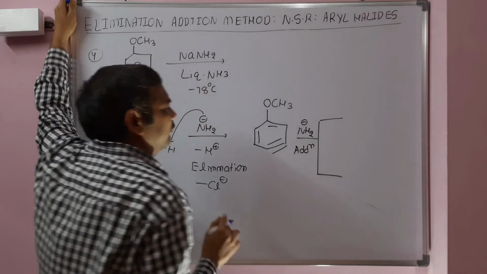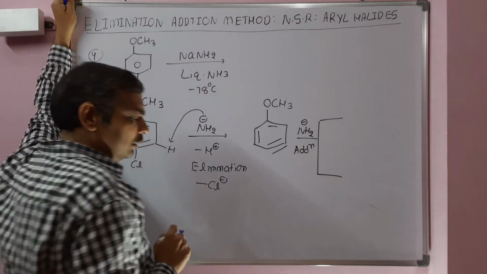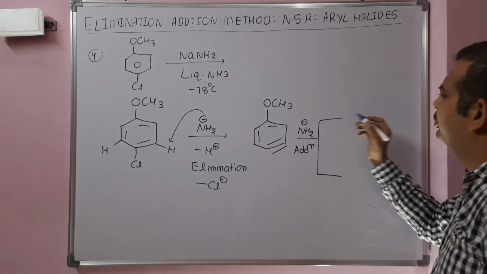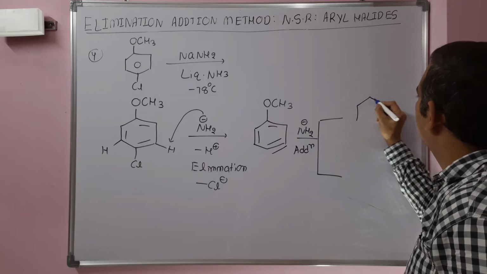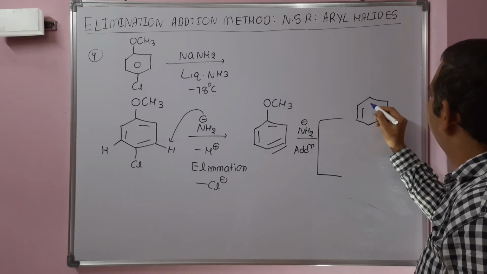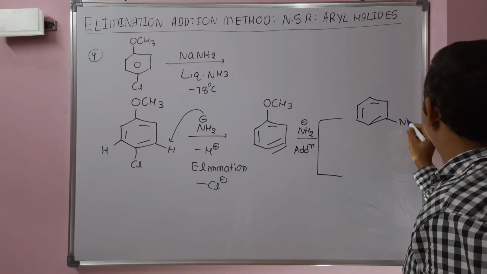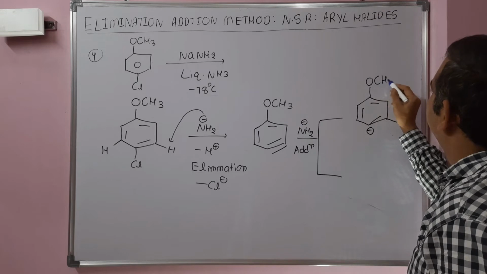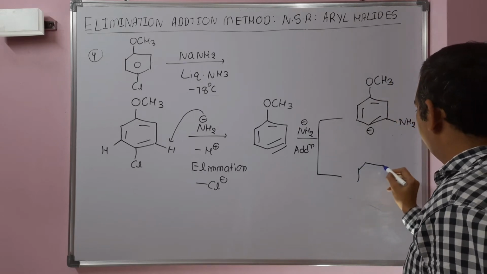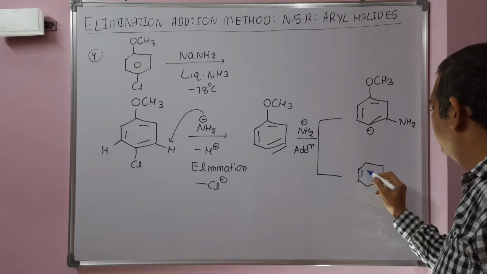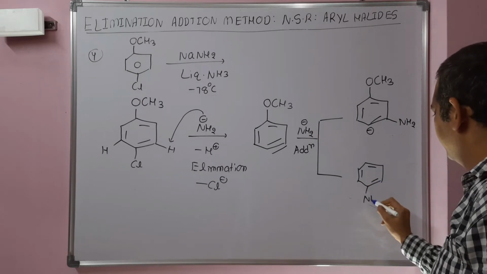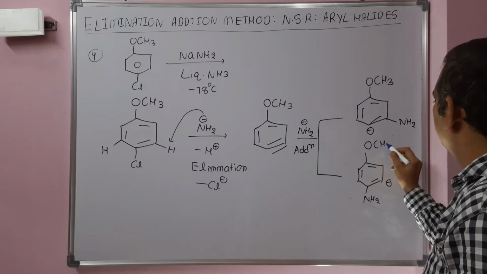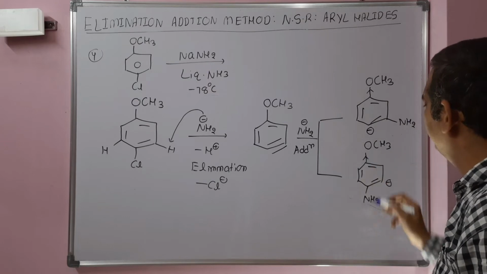Here there are two possibilities. One benzyne gives two possible products. If NH2 minus attacks at the meta position, then the carbanion is at the ortho position to the OCH3 group. If NH2 minus attacks at the para position, then the carbanion is at the meta position to the OCH3 group.